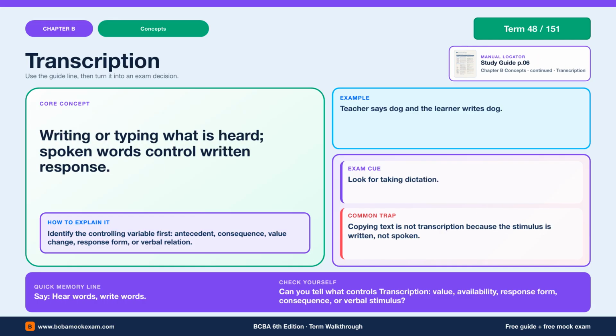Transcription. Transcription means writing or typing what is heard. For example, the teacher says dog, and the learner writes dog. The exam cue is spoken word to written response. The trap is confusing transcription with copying text. Copying is controlled by a written stimulus, not a spoken one. Memory line. Hear words, write words.